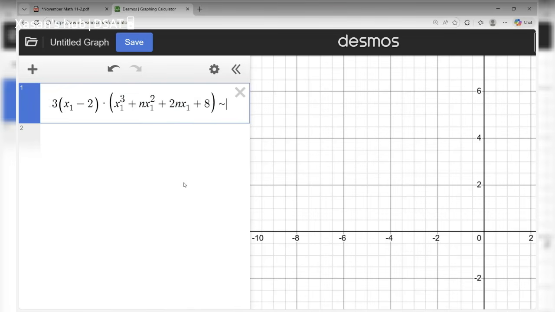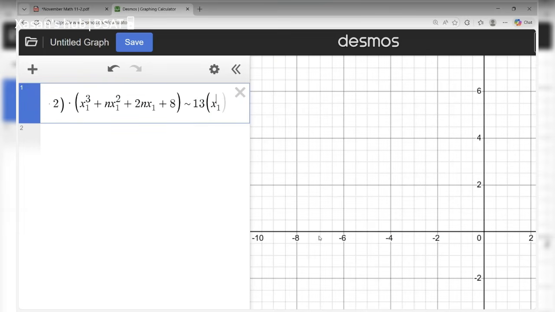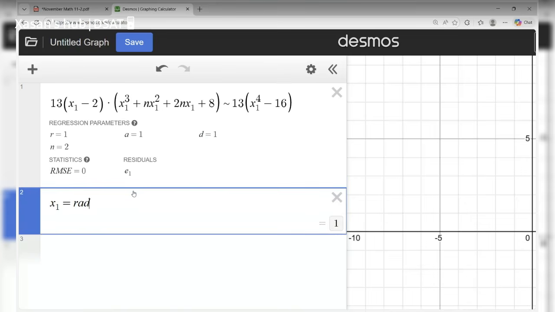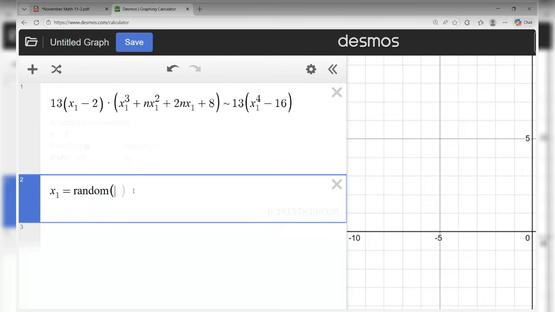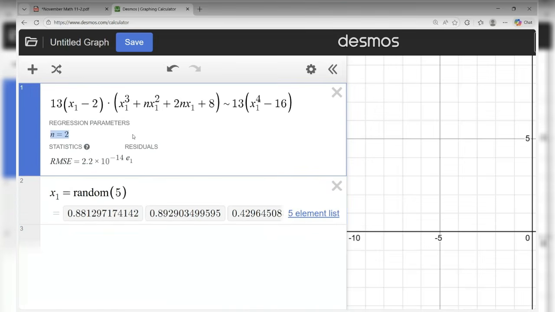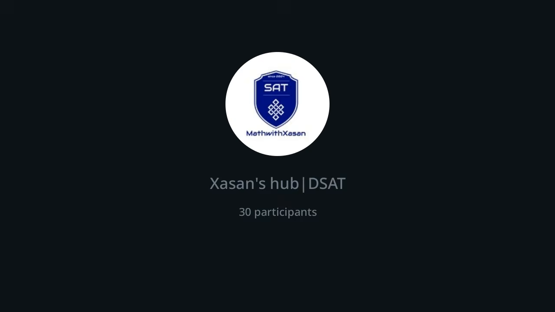Like, we're going to have equals 13 x1 to the power of 4 minus 16. And all the time, guys, don't forget to add one more thing here, which is x1 equals random, let's say 5 numbers. Yep, still the value of n equals 2. The final answer is 2 here, and that's Desmos-able.